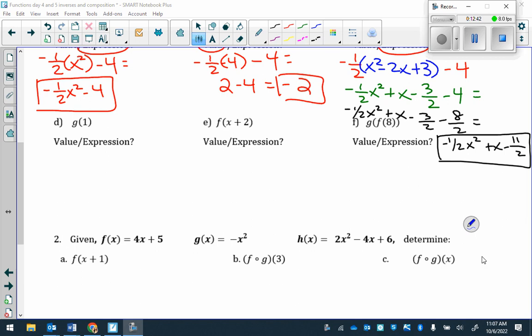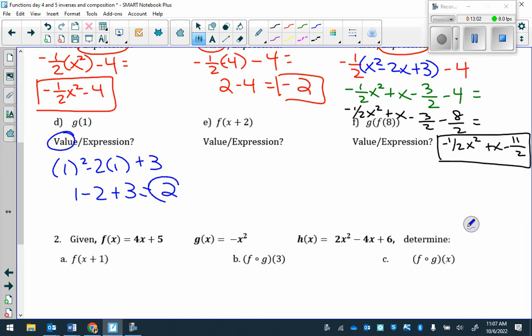For G of 1, what do we have? Do we end up with a value or an expression? Value. And what is it? 2. So we have G of 1 squared minus 2 times 1 gives you 2. Excellent. For E, what do I end up with? An expression. Go ahead, Mia. Good. Okay. How many of you did get that?